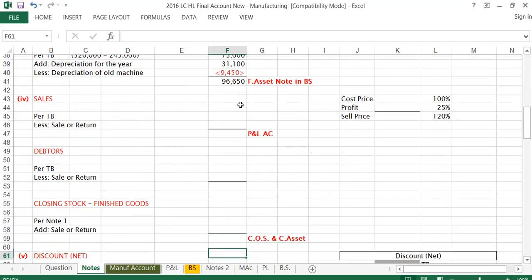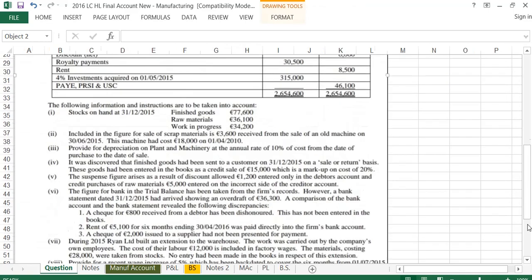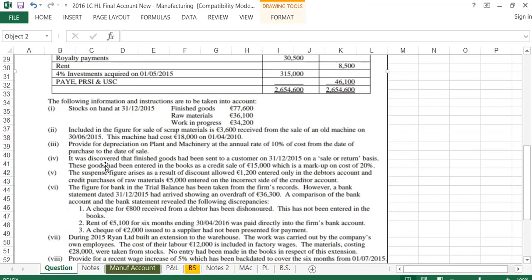On to note 4 now. Note 4 has to do with sale or return. So it was discovered that the finished goods have been sent to a customer at the end of the year on a sale or return basis. These goods have been entered in the books as a credit sale of 15,000, which is a markup on cost of 20%. So that 15,000 is 120% of cost.